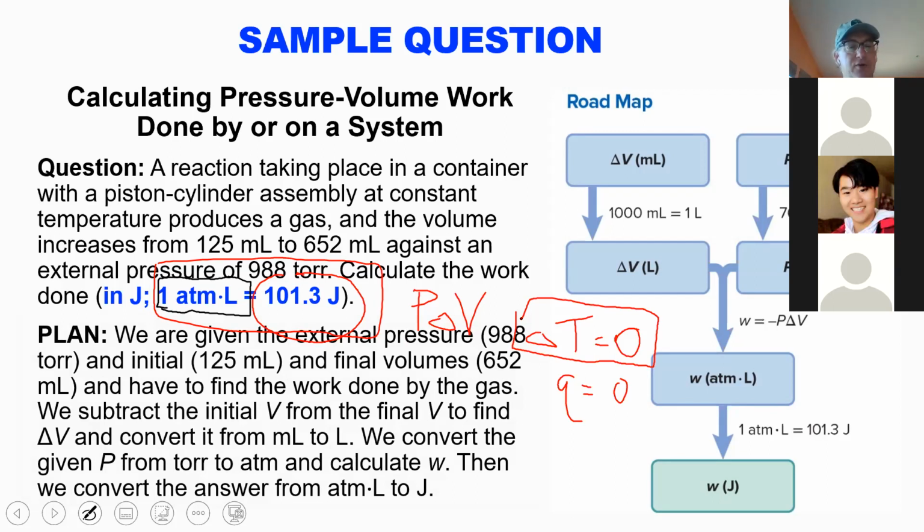It's 988 torr, and it doesn't change. So our pressure is constant, and the initial volume and the final volume are given as 125 mL and 652 mL. So if work is P times delta V, we know what P is. It doesn't change. Figure out what delta V is.